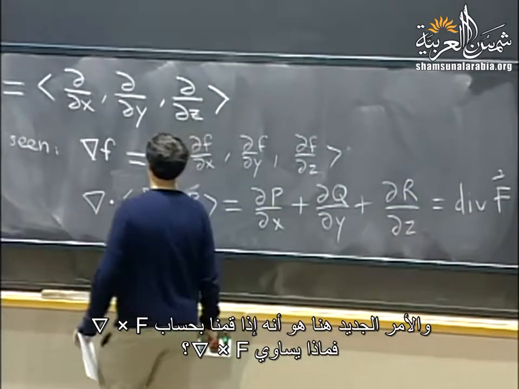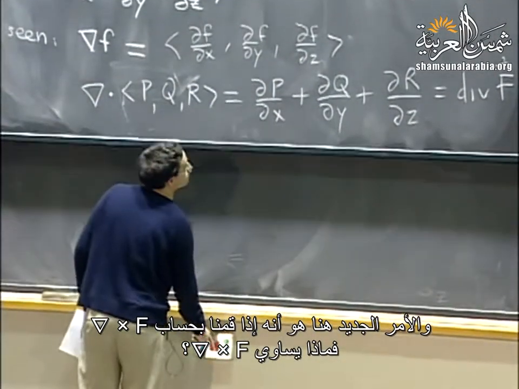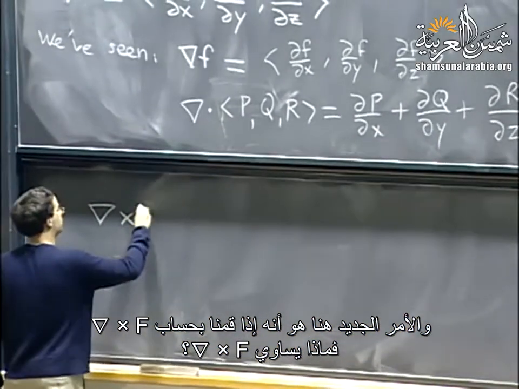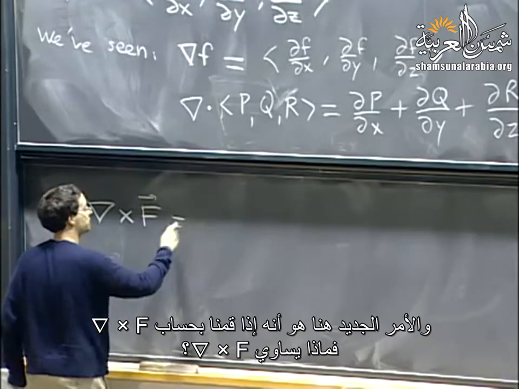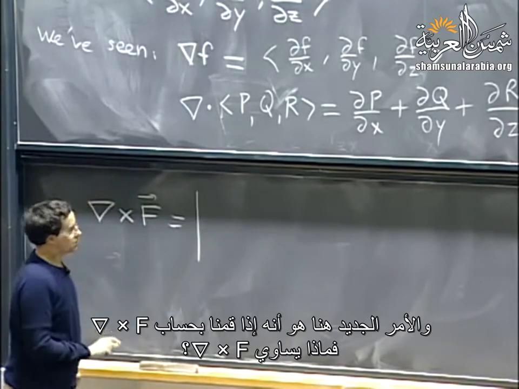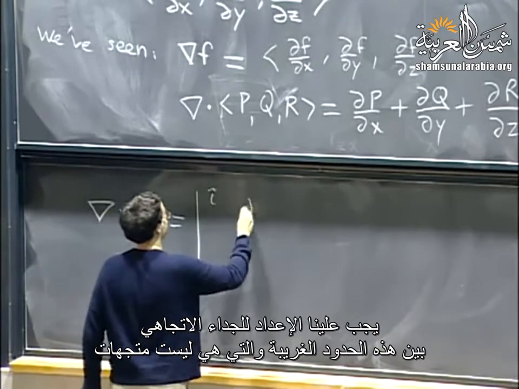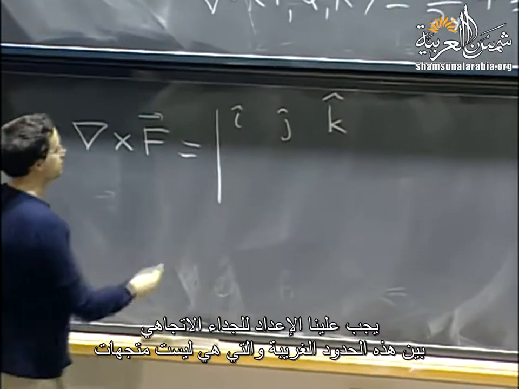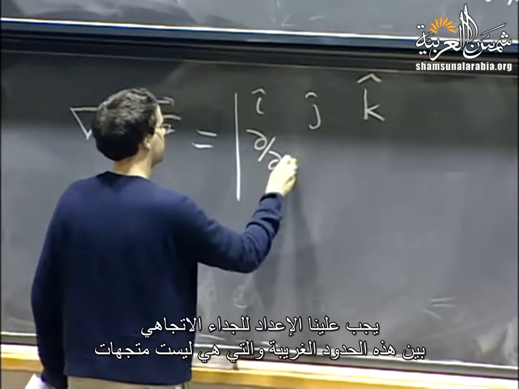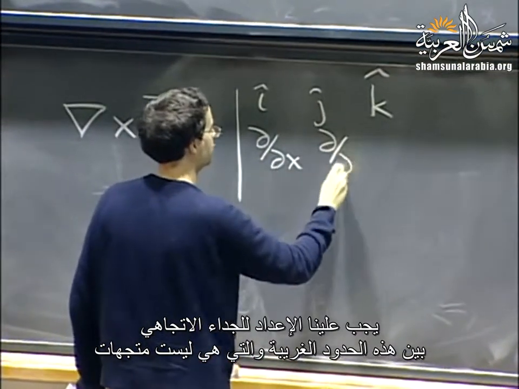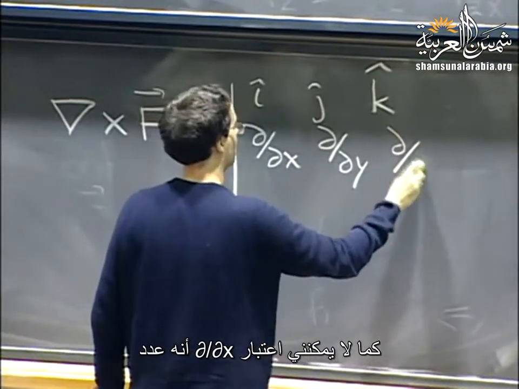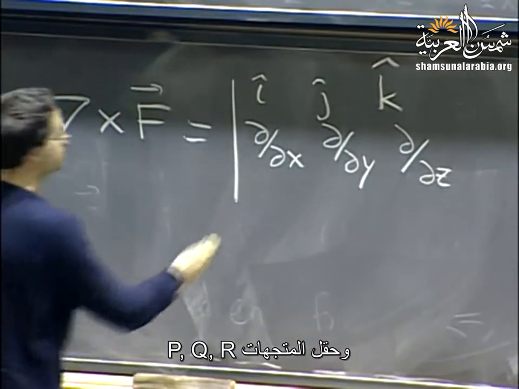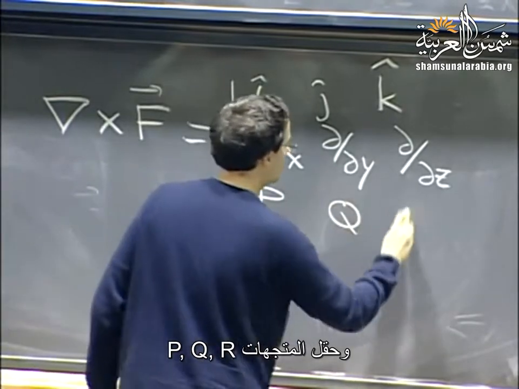And so now, what's new is that if I try to do del cross F, okay, so what is del cross F? So I have to set up the cross product between this strange thing that is not really a vector. I mean, I can't really think of partial X as a number. And my vector field PQR.